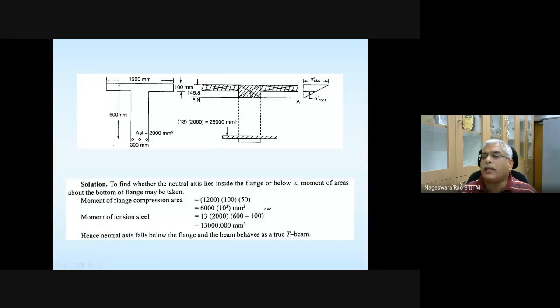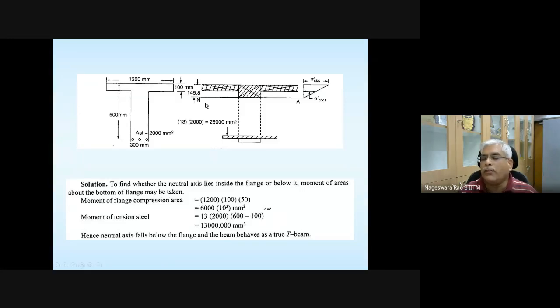What about the centroid of this area? This total depth is n, so the centroid is going to lie at n divided by 2, or 0.5n. So that is how you get the moment of the total compression with respect to the neutral axis. And what about the moment of the tension with respect to the neutral axis? That is going to be similar to this one, except that instead of 600 minus 100, it's going to be 600 minus n.